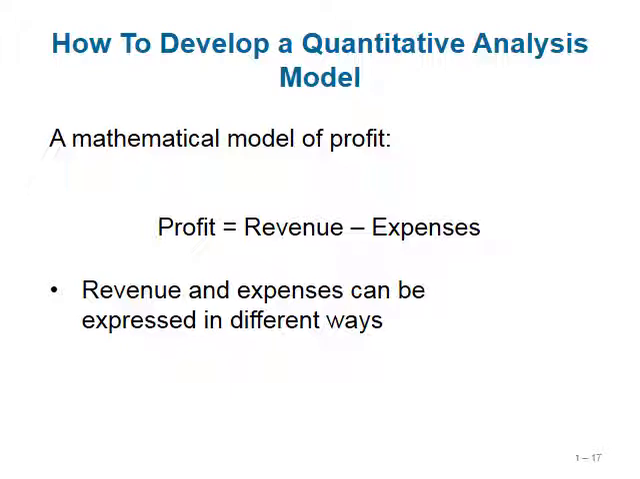To give an example of a simple quantitative model, let's look at a model for calculating profit. Profit is calculated by subtracting our cost to make a product from the revenue received from selling those products. Our expenses can be expressed in different ways. Fixed costs are expenses that do not scale with the quantity of a product produced. However, variable costs are expenses that are dependent on the quantity produced.